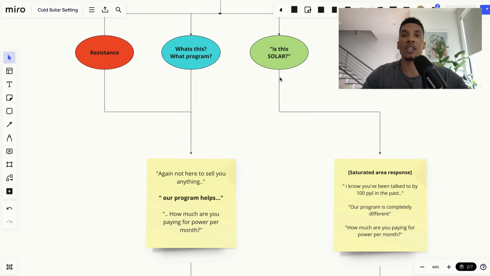I want you to notice that no matter what happens in an is this solar, or what program is this, or even an objection, we are armed with 2 statements, right? That we can do every single time.